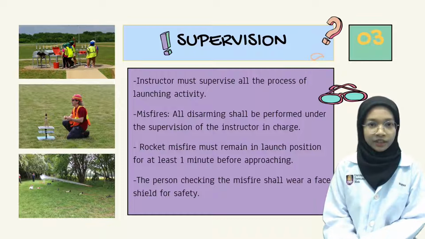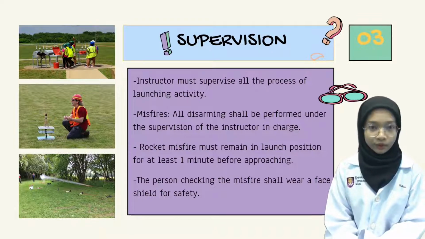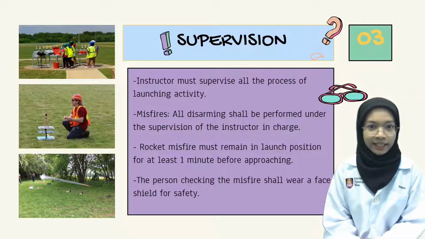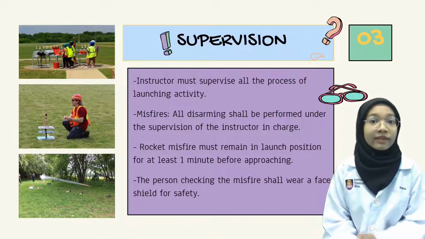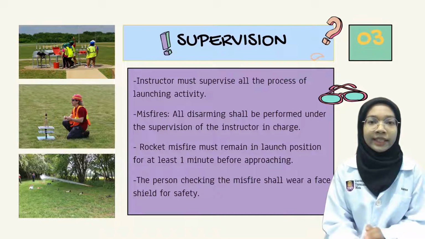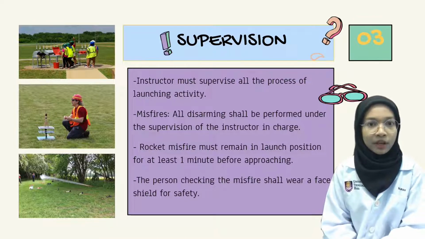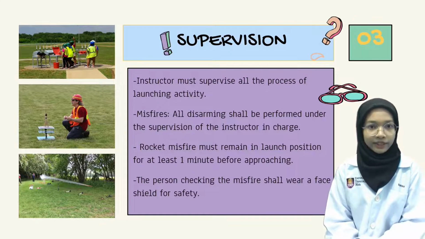Supervision. The instructor in charge of the firing site shall supervise all the processes involved in the rocket launching, including the disposal of unfired or defective rocket engines. If there is any misfire in the activity, please do not go after the rocket right after the misfire, and the rocket shall be allowed to remain in launch position for at least 1 full minute before it is approached. All disarming shall be performed under the supervision of the instructor in charge, and the person who checks the misfire also shall wear a face shield for safety.